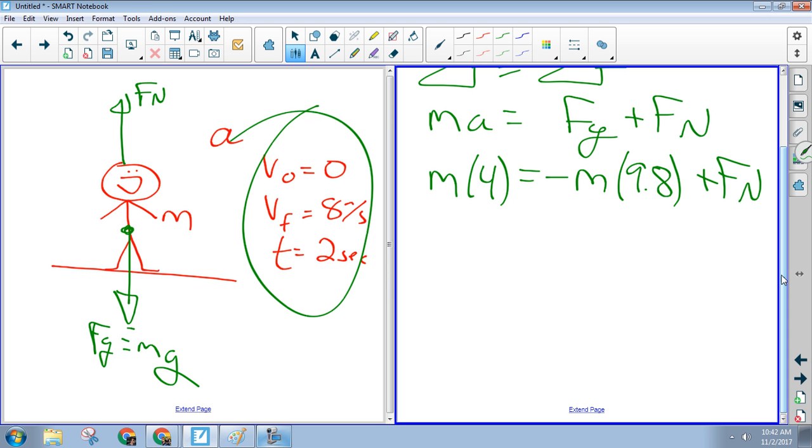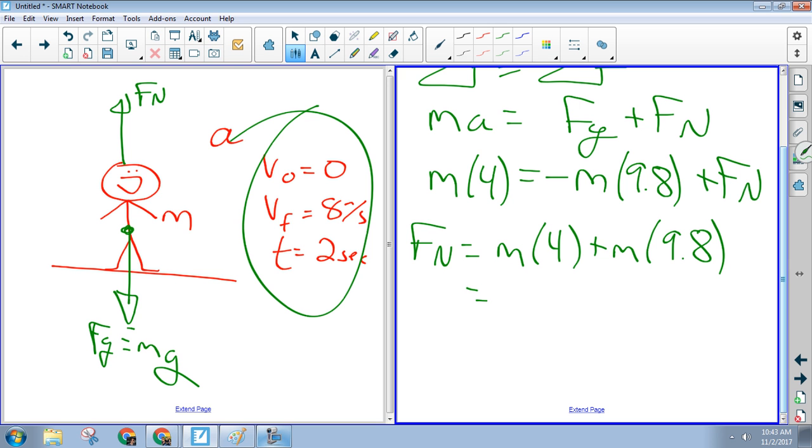So it looks to me like Fn is going to be M times 4 plus M times 9.8, right? Which is M times 13.8, right? So that's 13.8 M, right? So that's my Fn. Let me pause there for a minute. Did I lose anybody there?